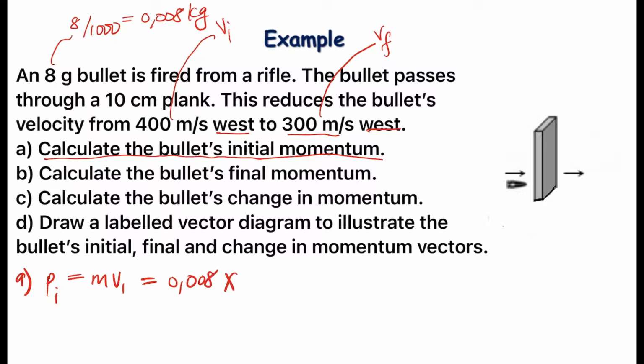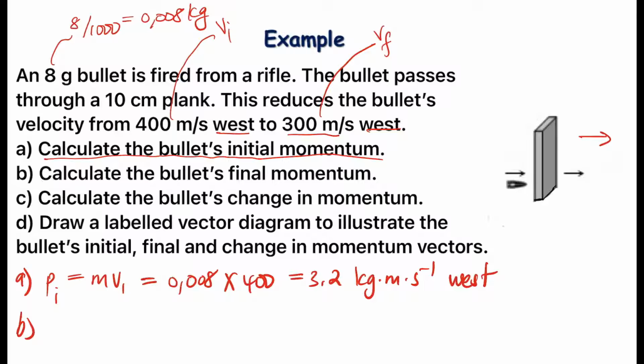And then we take the mass, 0.008 times 400, and the answer is 3.2 kg meters per second, and the answer is positive. Remember, we choose west as positive. Guys, in my diagram it shows the westerly direction, but it's not actually west on the map. So the answer is west, since it's positive.